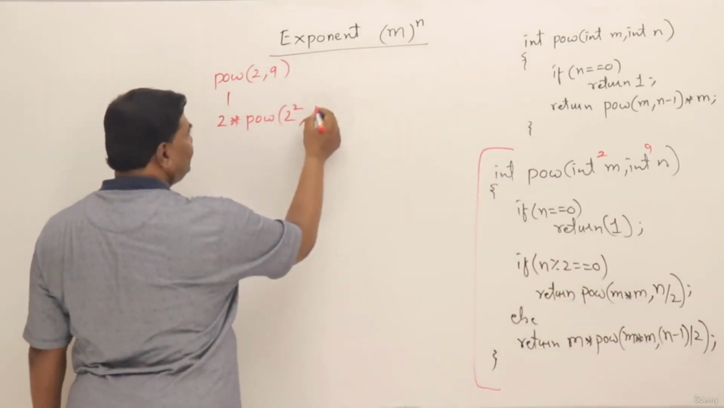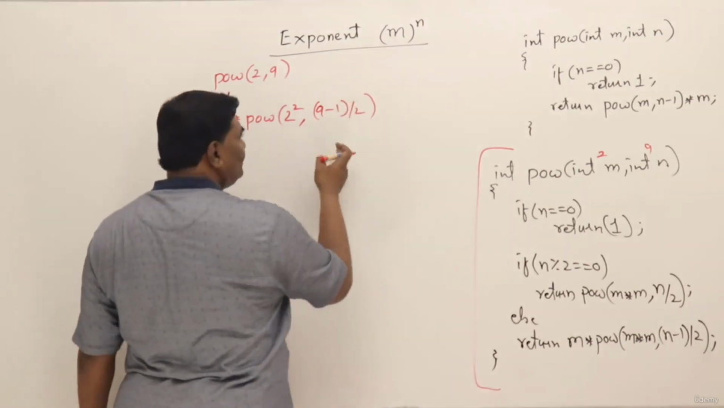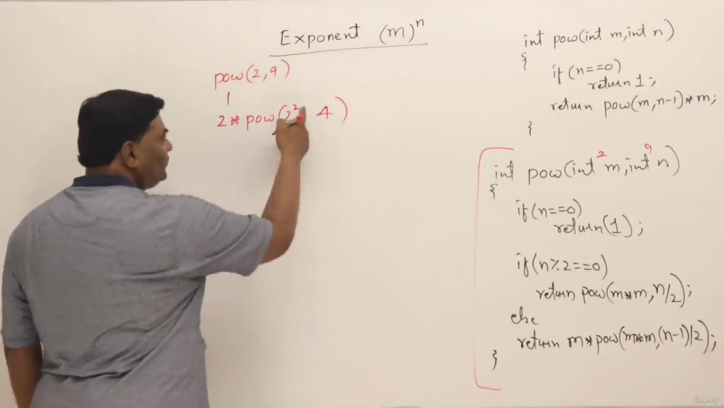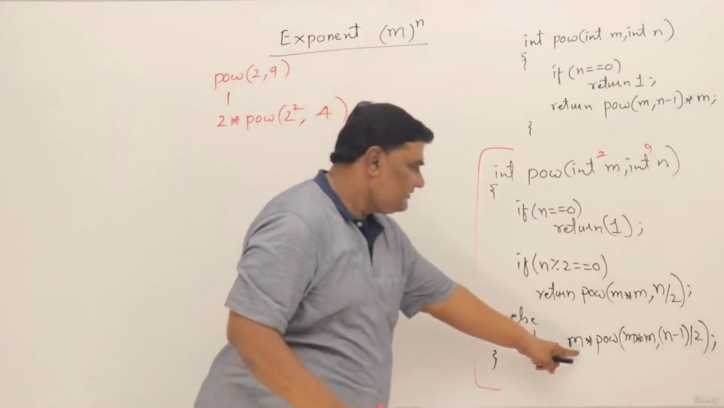So that is 9 minus 1 by 2, that is 8 by 2. So it will be 4. So I will rewrite it as 4. So 2 square, that is 4, comma 4. So this is the call.